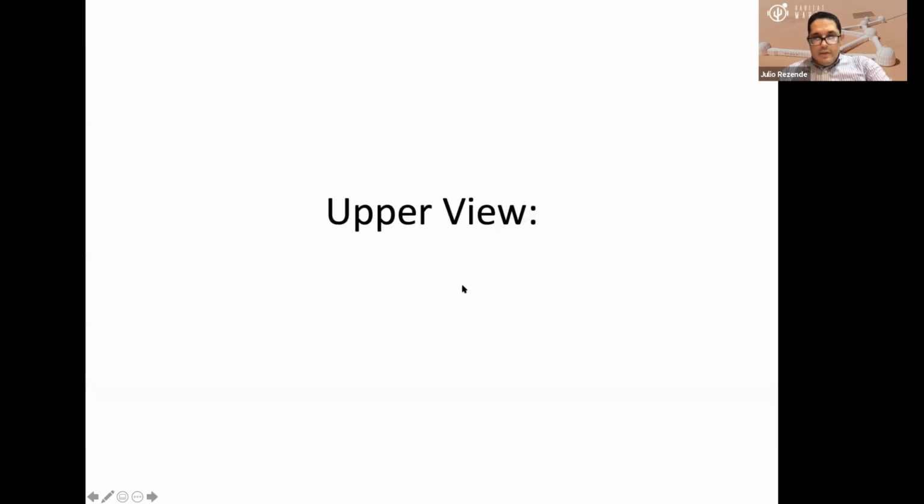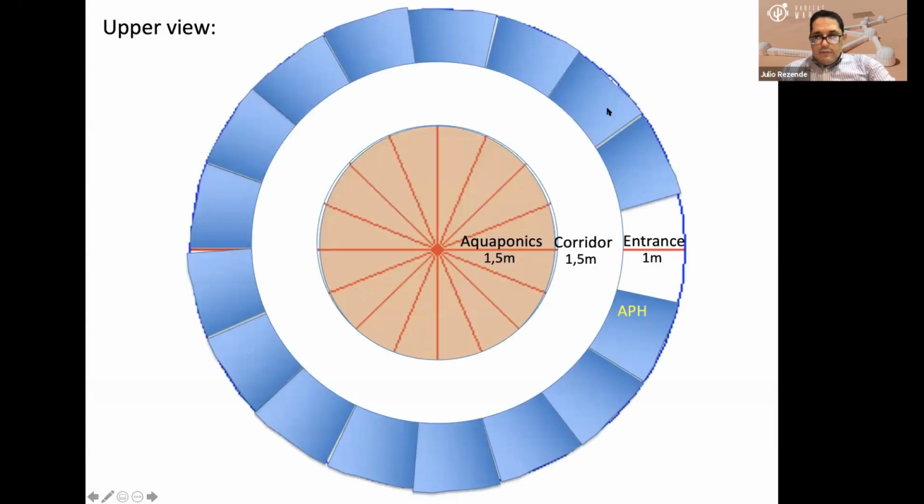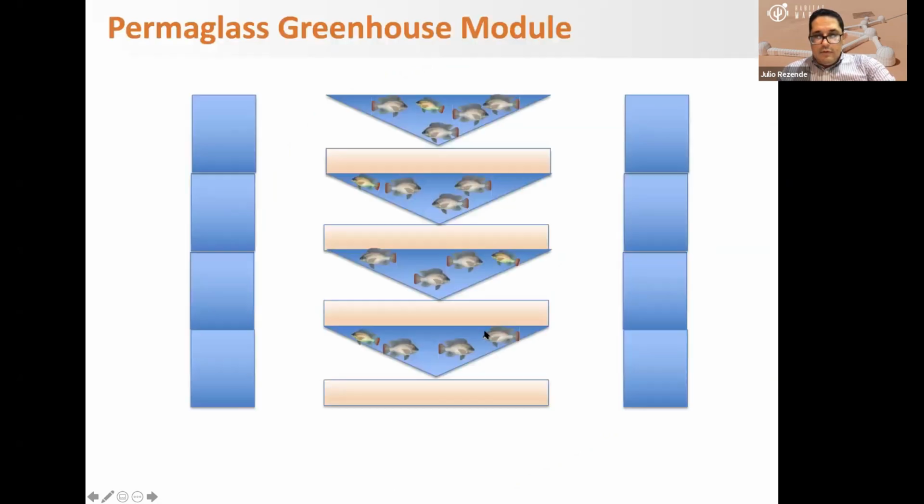Okay, in this case, we have the upper view. We have the shelves for the grow beds to cultivate the plants. In the middle, we have the aquaponics, also a corridor. This is our grow beds to cultivate the plants. Also, in the vertical view, we have an example of how the fish would be raised in the middle of this model, in the process of aquaponics.